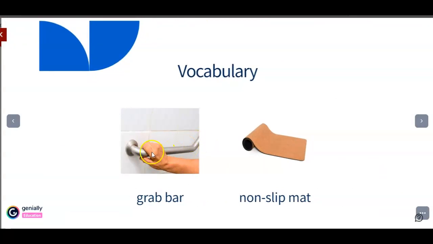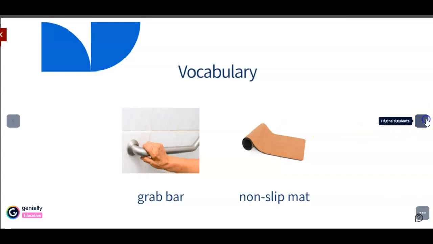And this is whatever bar that can be placed in the bathroom, in the bedroom, maybe on the stairs for people to go up or go down. So that is the difference. But basically it's the same thing. The difference is the place. Then we have a non-slip mat. Normally we have this one outside the bath, outside the shower, or maybe next to the bed, so that the patient won't fall down.